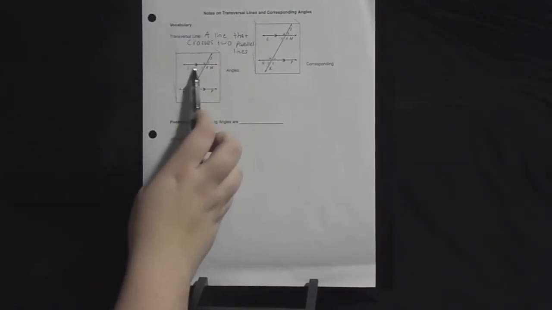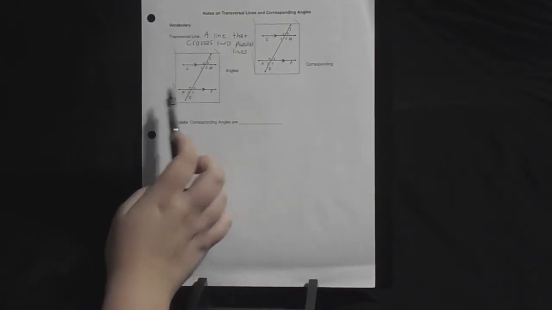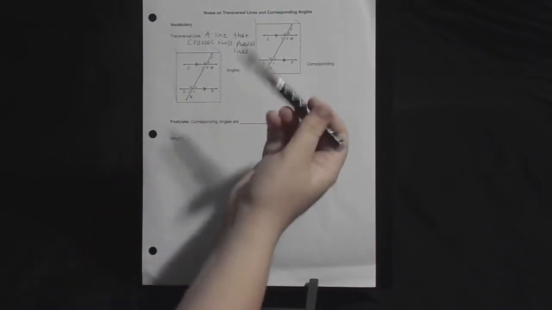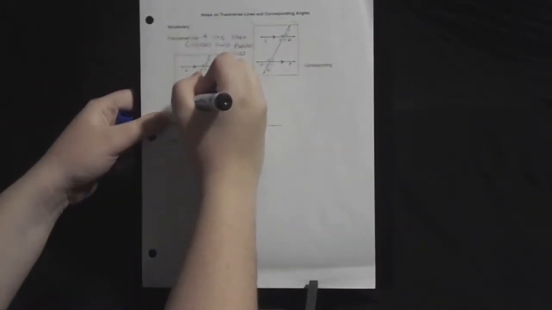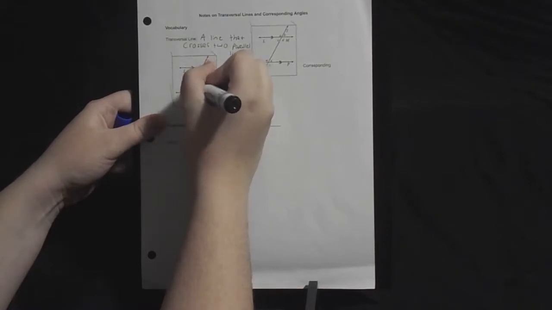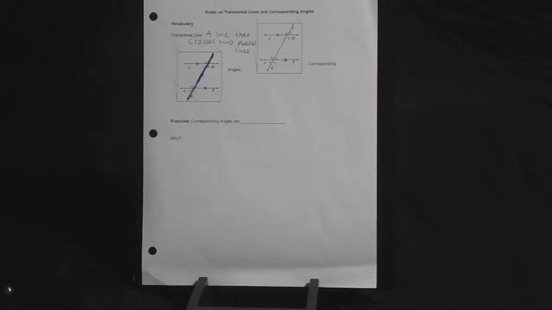So if you look here, line LM is parallel, because of these two arrows, to line NP because it also has these two arrows. And parallel means they never cross. And then line JK, this guy right here, I'm going to highlight it. JK is the transversal because it is the line that is crossing the two parallel lines.